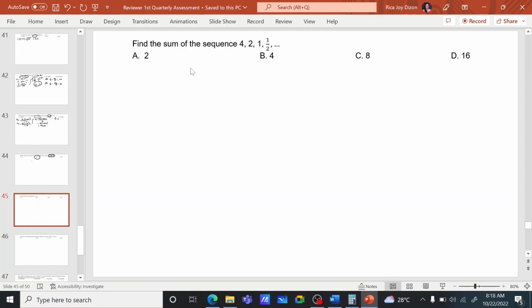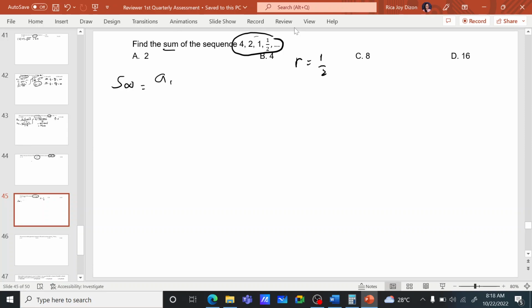Find the sum of the sequence 4, 2, 1, 1/2. Given the sequence, we can observe that it's a geometric sequence because it gives us a common ratio of 1/2. 1/2 divided by 1 is 1/2. 1 divided by 2 is 1/2. 2 divided by 4 is 1/2. That's the common ratio.